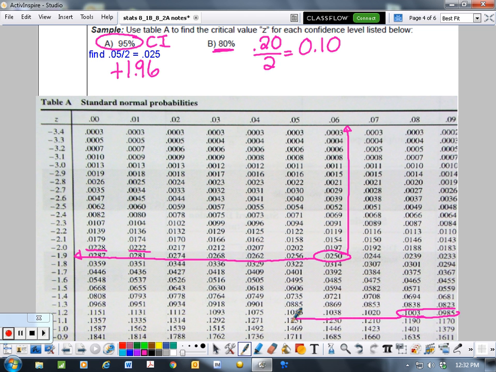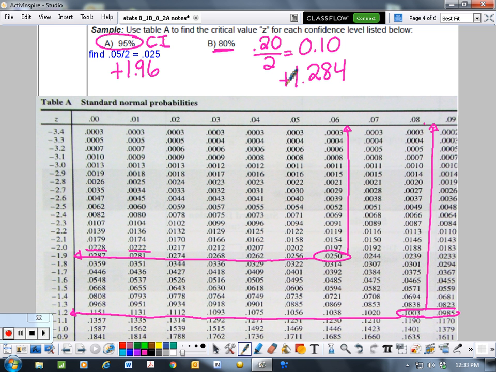So when I look over, I get negative 1.28, and it's closer to the 8 than it is the 9, so negative 1.284 maybe. And that gives us just kind of an estimate for our critical z-value. And remember, we always change them positive just because in the long run it makes it easier. You don't have to deal with double negatives and all that sort of stuff.